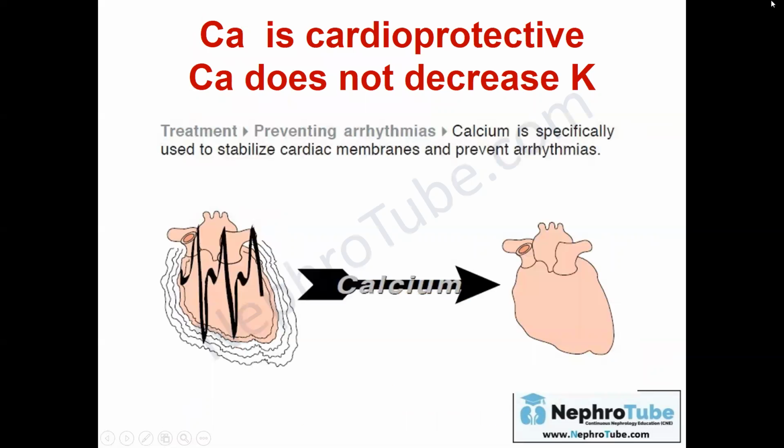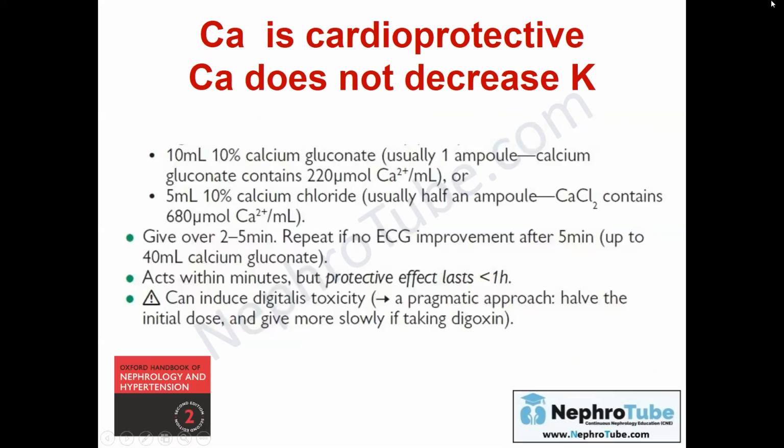What is the importance of calcium? Calcium is cardioprotective. Calcium doesn't decrease potassium level. The main function of calcium is to antagonize the effect of potassium on the heart, to balance the depolarization and repolarization phases of the heart. How to give calcium? You can give calcium gluconate or calcium chloride. You give the ampoule over 2 to 5 minutes, slow infusion, and repeat the ECG. And it's better to put the patient on a monitor.